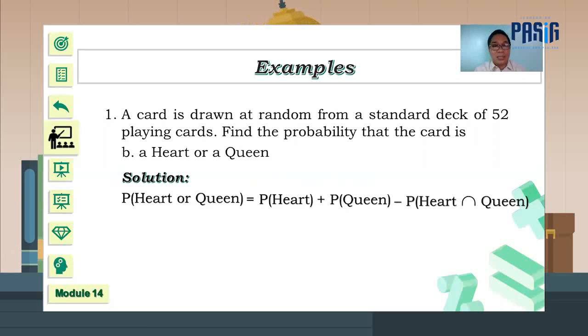So the heart is 13 and the queen is 4 and their common is 1. From the 13 heart cards, there is 1 which is a queen, and from the group of queens, there is 1 which is a queen of hearts. And that is why you have 1 over 52. So simplifying it, the answer is 4 over 13.